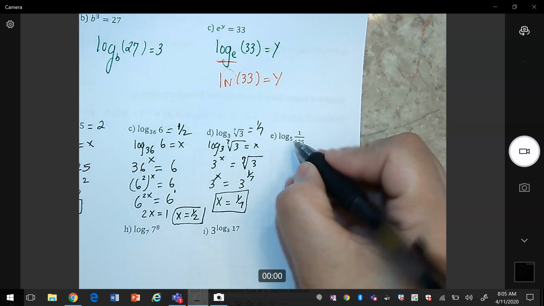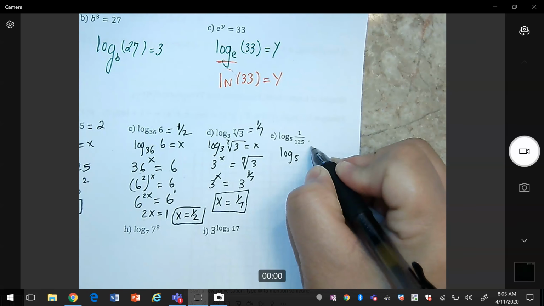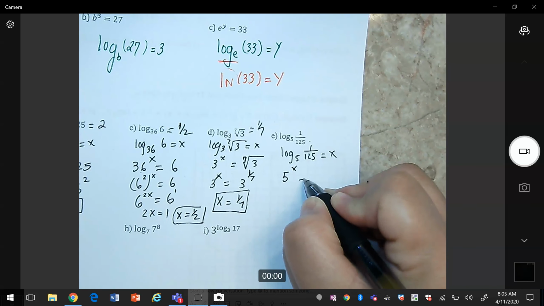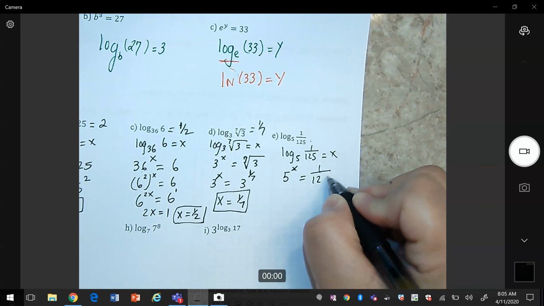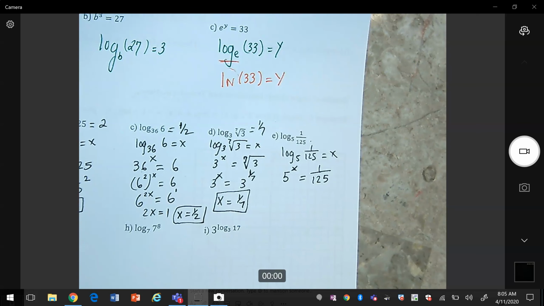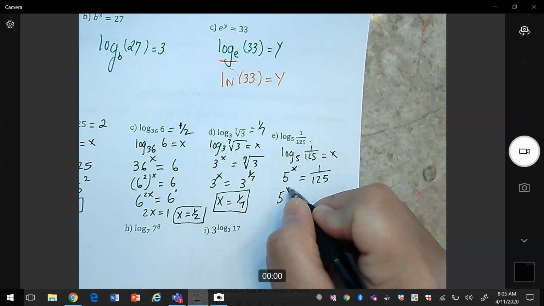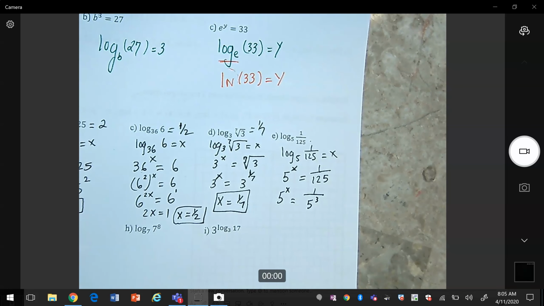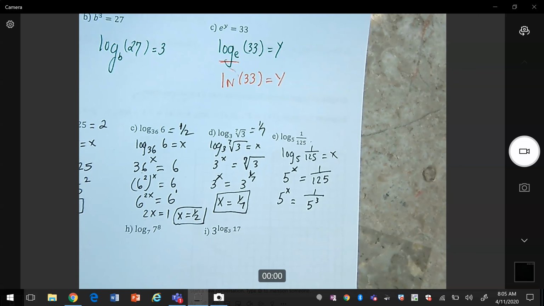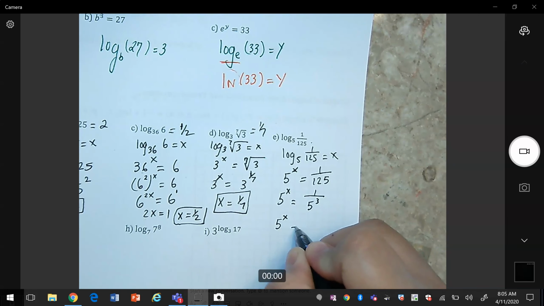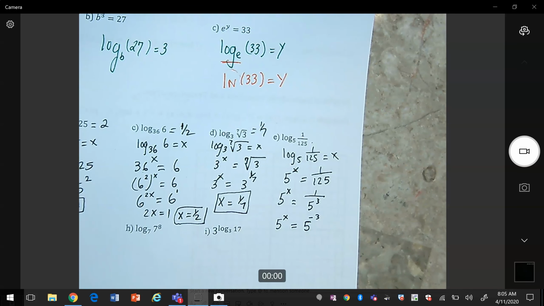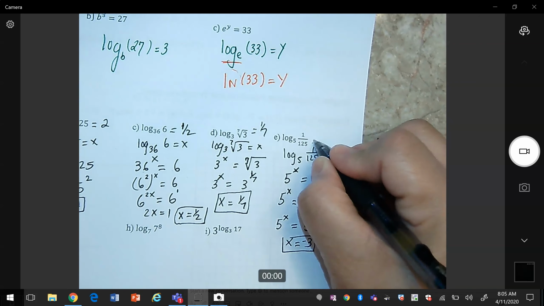Letter E, we have log base 5 of 1 divided by 125, set it equal to x. So this would be 5 to the x is equal to 1 over 125. So I can try to make them have the same base. 125 is the same as 5 cubed. But notice that we have 1 divided by 5 cubed. So we can use the exponent rules, and if we divide this, this would be 5 raised to the negative 3.